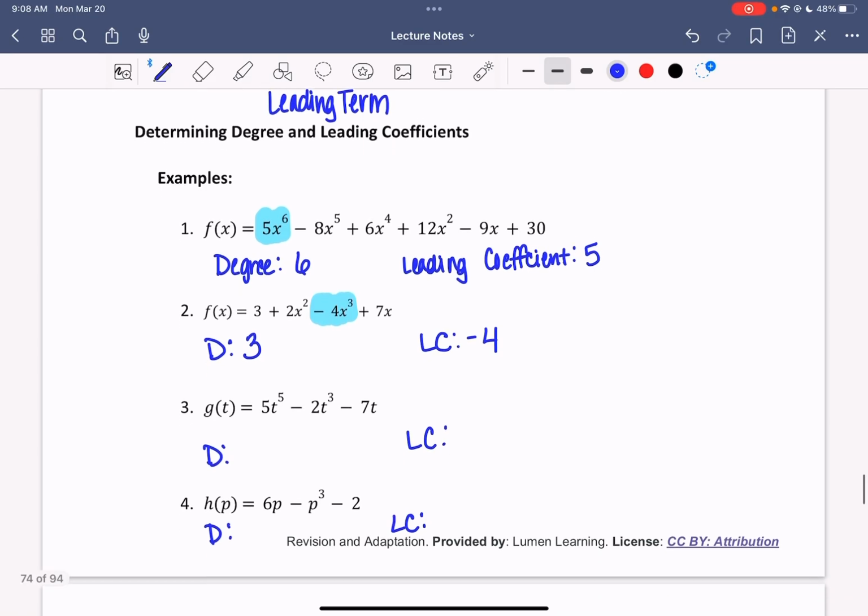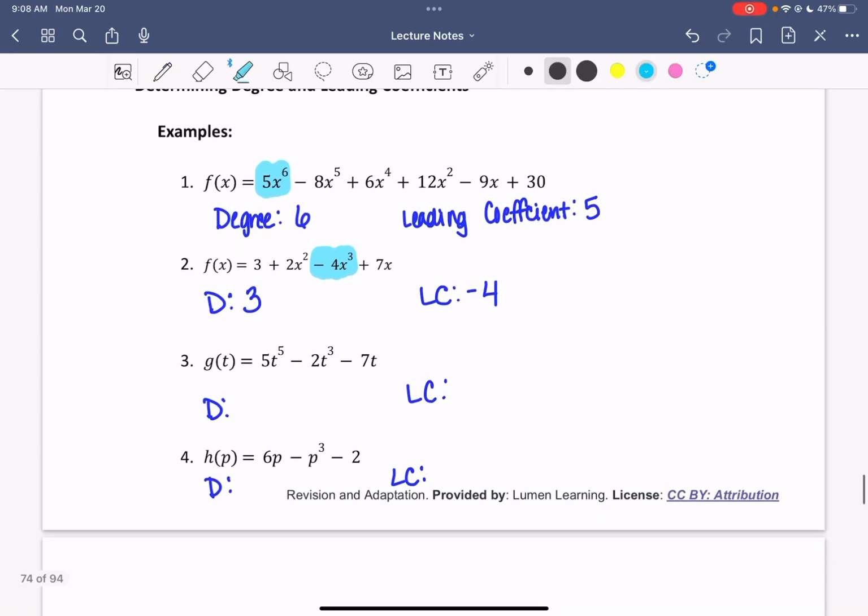See how this is working out? Next one, I look for the highest exponent. It's a 3. Now make sure you grab that negative in there. So excuse me, the highest exponent is not 3. Make sure you're paying attention. The highest exponent is a 5. And so this is the degree 5 with a leading coefficient of 5.